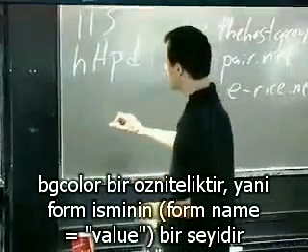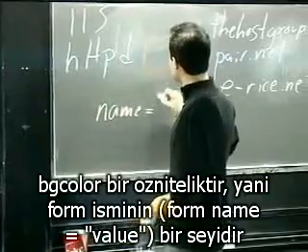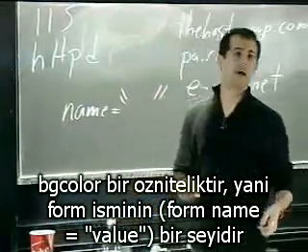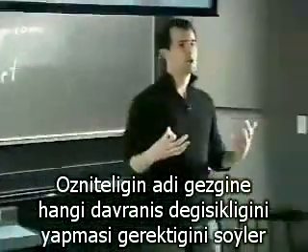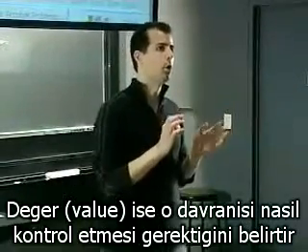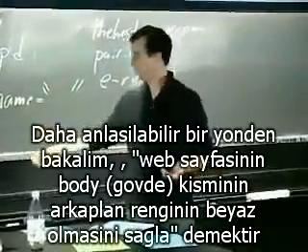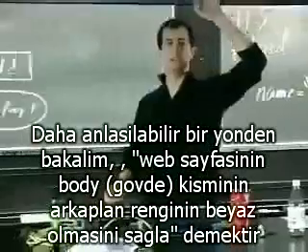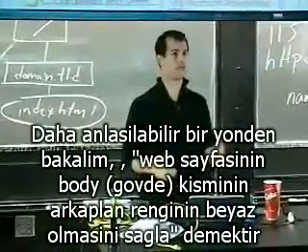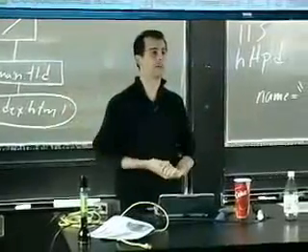BG color is an attribute, which means that it is something of the form name equals quote-unquote value. The name of the attribute just tells the browser what behavior modification it needs to impose, and the value specifies how it should control that behavior. Put into a much more accessible context, BG color equals quote-unquote white clearly means make the body of the web page have a background that is white.